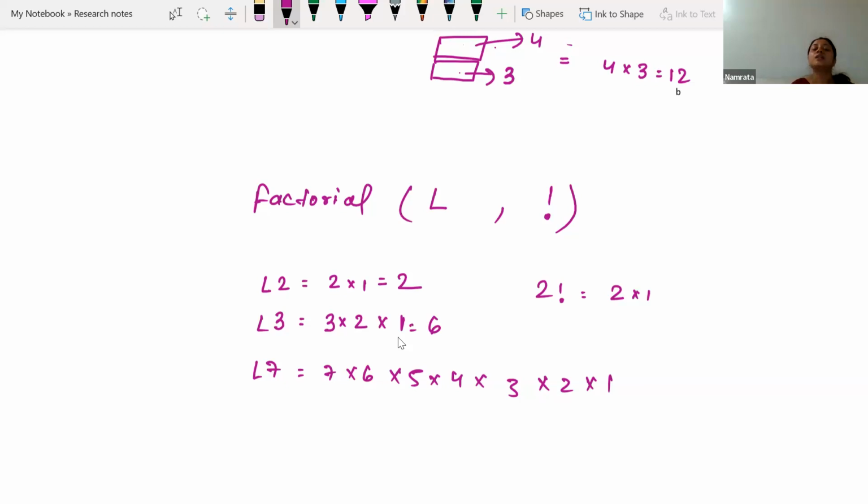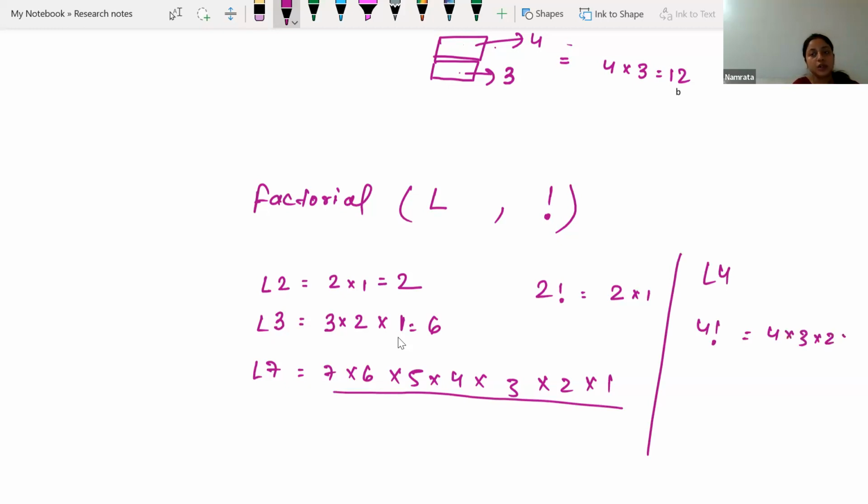For the third one, the value of factorial 7 will be a huge number: 7 into 6 into 5 into 4. We have to do the multiplication to get that value. What will be the value for factorial 4? If I am writing factorial 4 like this, the value will be 4 into 3 into 2 into 1. That means 4, 3 times 12, 2 times 24, into 1 is 24.